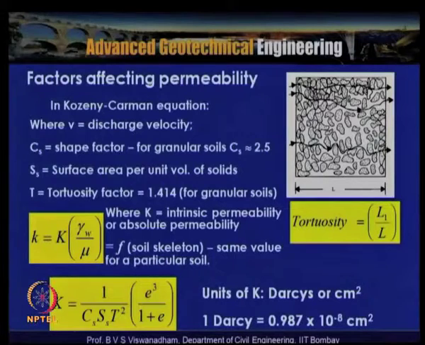The units for absolute permeability or intrinsic permeability are generally given in Darcy's, centimeter square or meter square. Absolute permeability is found to be a function of the soil skeleton, and it possesses the same value for a particular soil. 1 Darcy is equal to 0.987 into 10 to the power of minus 8 centimeter square.